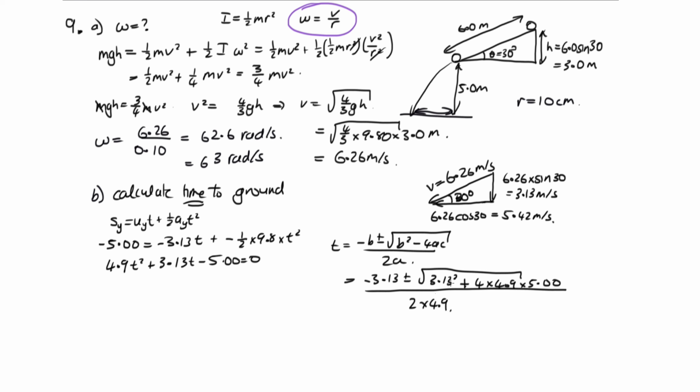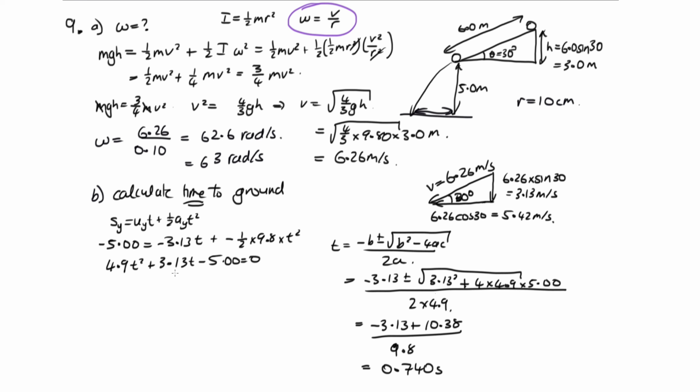Now, we want a positive time. We want it to fall on the ground after it left the roof, not before it. So we'll take the positive square root here. We'll ignore this negative one. And so when we do that, we end up with minus 3.13 plus 10.38 over 9.8, which is equal to 0.740 seconds. So now we have the amount of time it spent in the air.